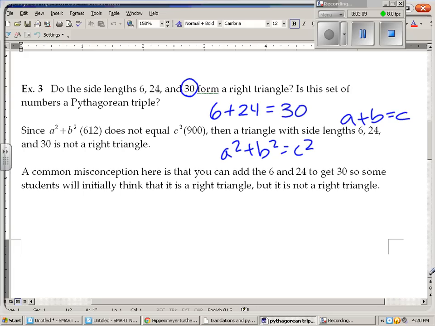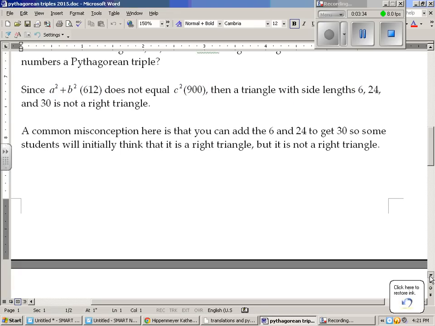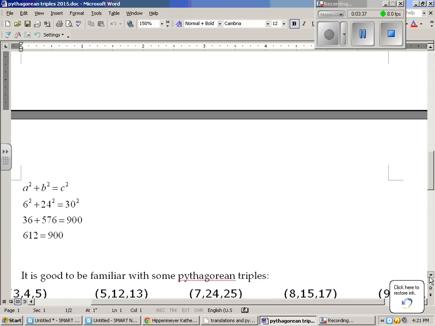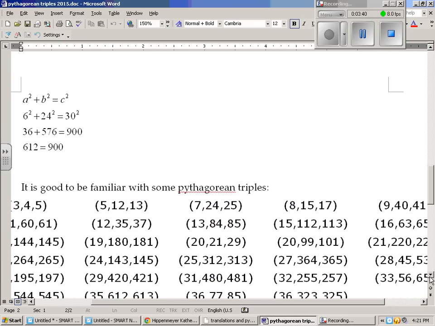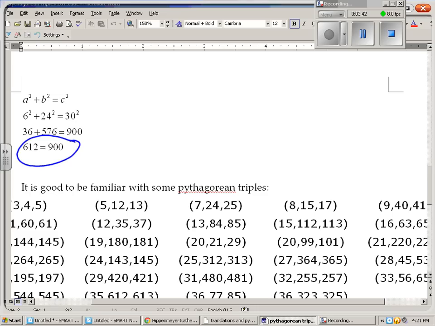So if you take 6 squared and then 24 squared, you're going to get 612. If you take 30 squared, you're going to get 900. And 612 is not equal to 900. So the numbers 6, 24, and 30 do not form a right triangle, and it's not a Pythagorean triple. So here's the longer version of that work. But again, those are not equal, so it's not a right triangle.